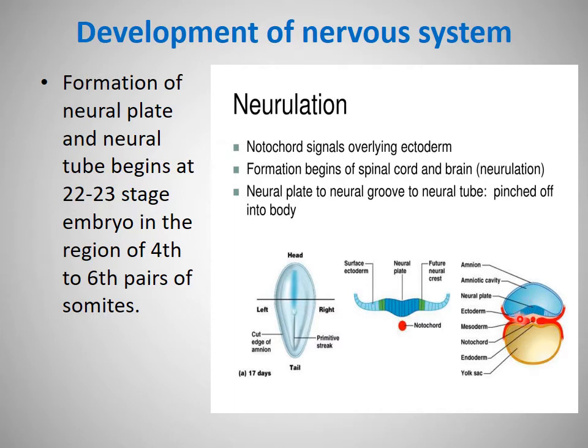So this thickened ectoderm above the notochord forms a plate-like structure, and this is called the neural plate or the neuroectoderm. And this neuroectoderm is a thickened plate. It is visible on the posterior aspect of the embryo, which at this stage is a slipper-like or a disc-like stage of the embryo.